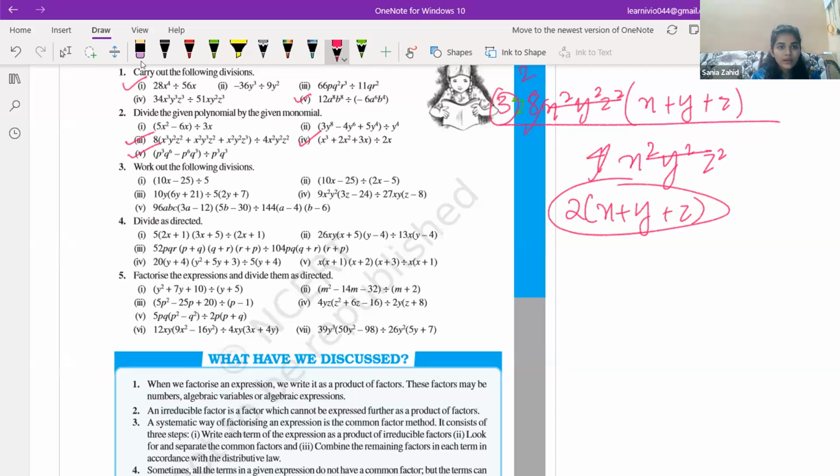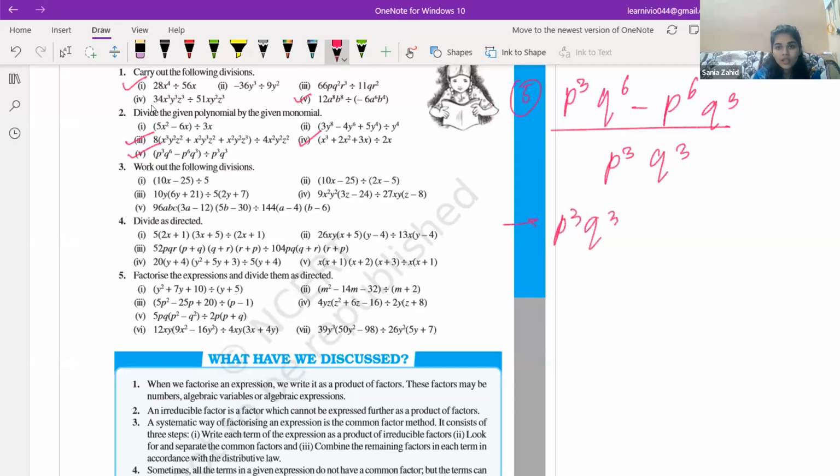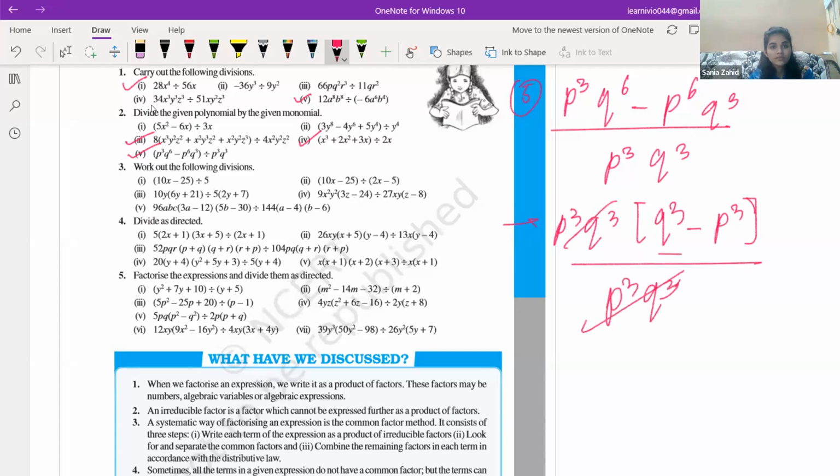Okay, good. Then we come to the next one. The fifth question is p q to the power 6 minus p to the power 6 q cube divided with p cube and q cube. Firstly you can take p cube and q cube common. When you do this, you are left with q cube minus p cube, right? You divide it with p cube, q cube. These you can cancel. So this will be your answer.